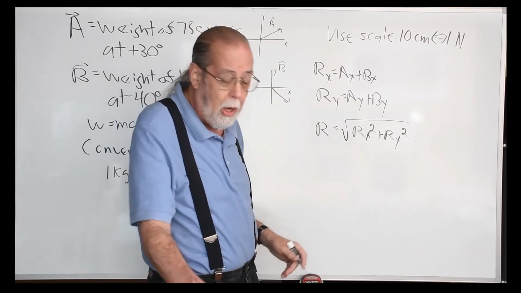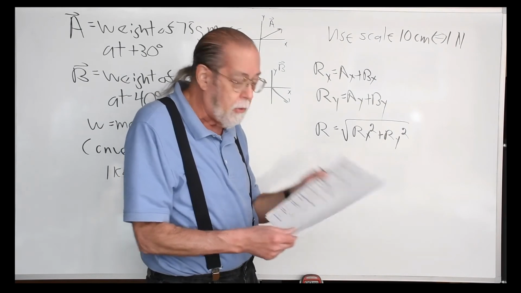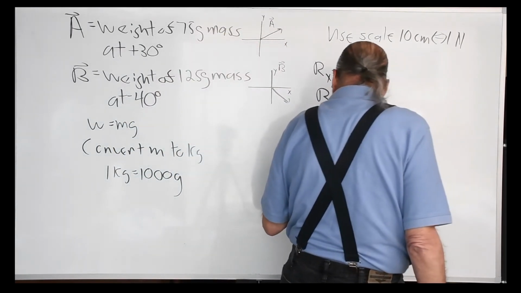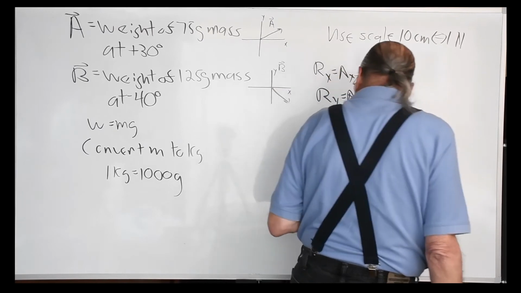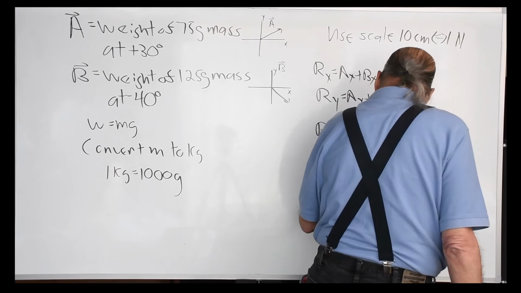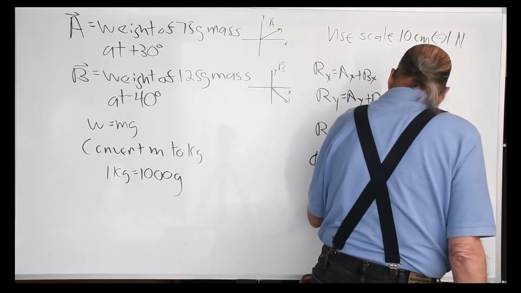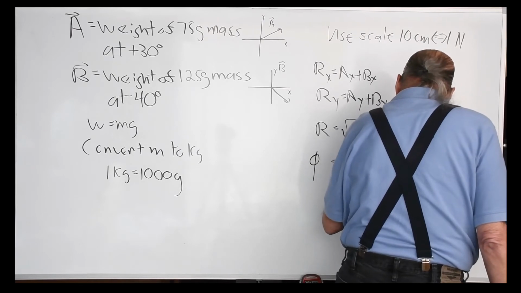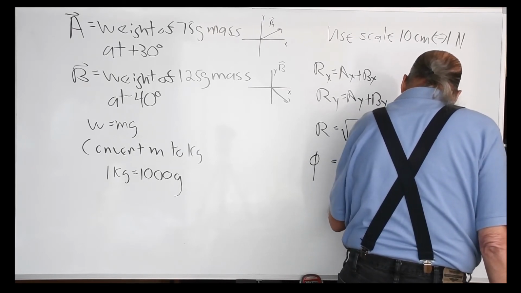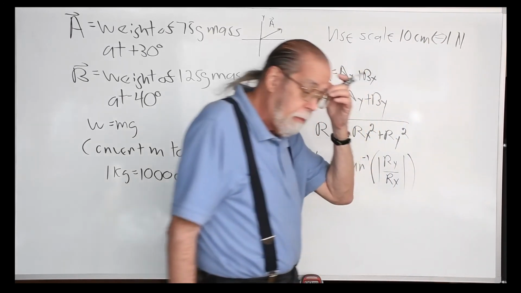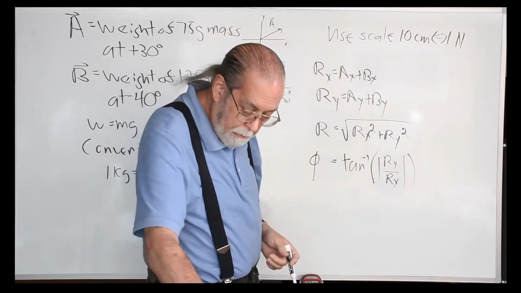So I ask you to calculate the magnitude of R showing your work, and then I ask you to calculate the angle phi, where phi is the inverse tangent, and I use an absolute value here. This guarantees that you will get a positive angle. All right?